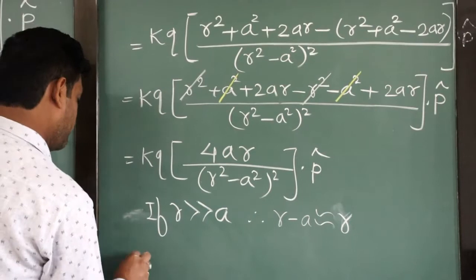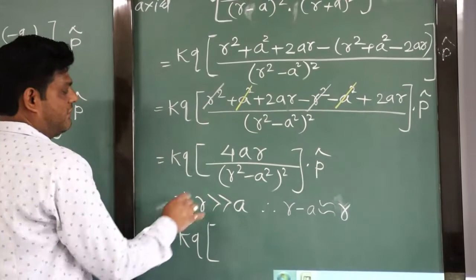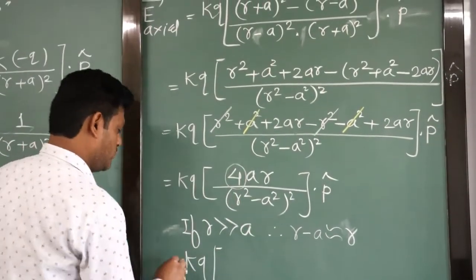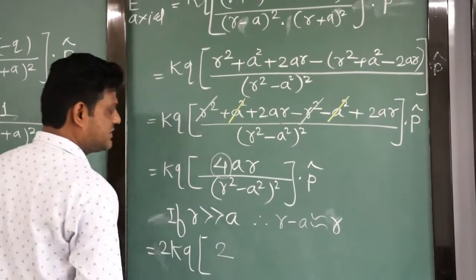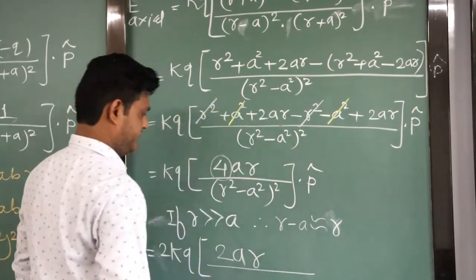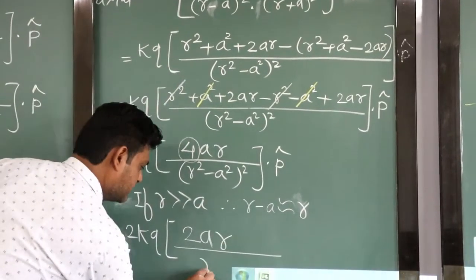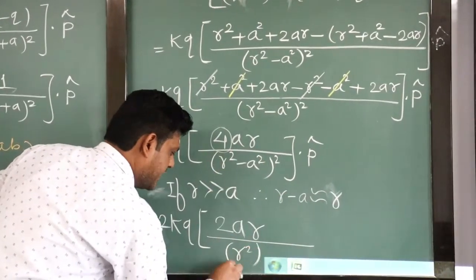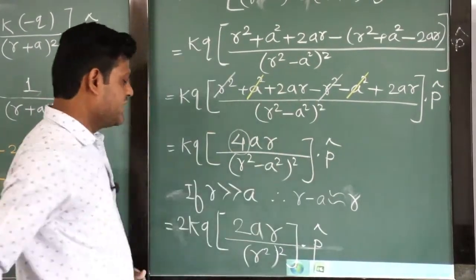Okay, so kq remains as it is. 4 we can write as 2 multiplied by 2, right? So 2 we are writing over here, one 2 is inside, this a, this r divided by r square minus a square, instead of r minus a we will write r, so it becomes r square and also bracket square, so here it is a p cap, right?